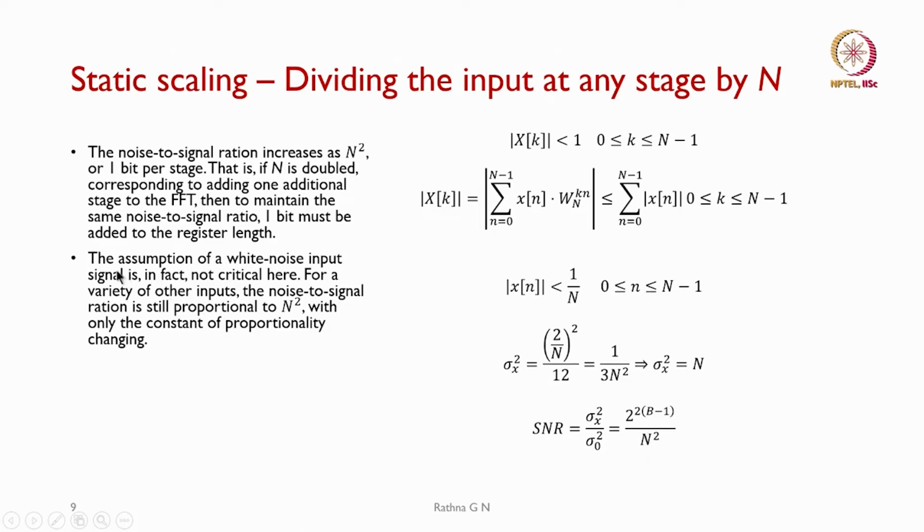In this case the assumption of a white noise input signal is considered, and then 2 by n whole squared divided by 12 is our signal power. For a variety of other inputs, the noise to signal ratio is still proportional to n squared, with only the constant of proportionality changing, as you can see here.